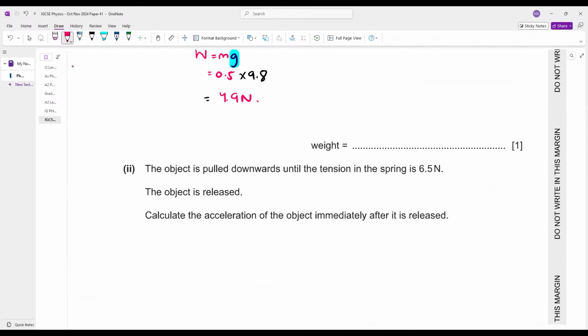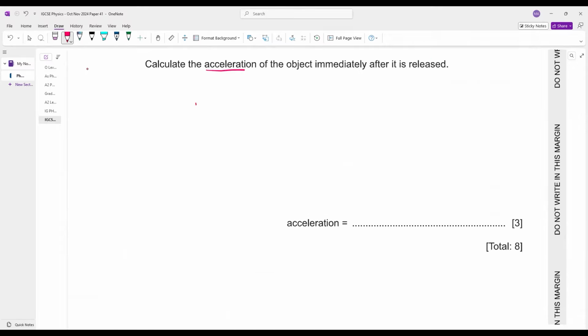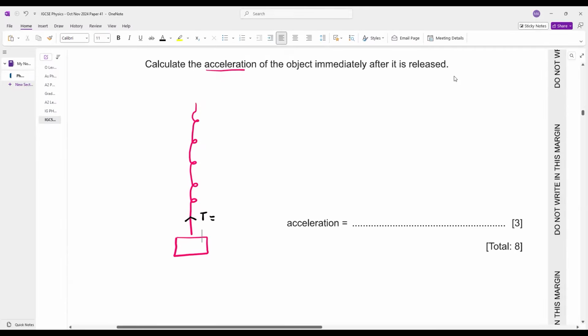The object is pulled downward until the tension is equal to this. The object is released. Calculate the acceleration of the object immediately after it is released. Very, very easy. The object is attached to the spring like this. There is a tension in the spring that is equal to what? The tension in the spring is equal to 6.5 Newton.